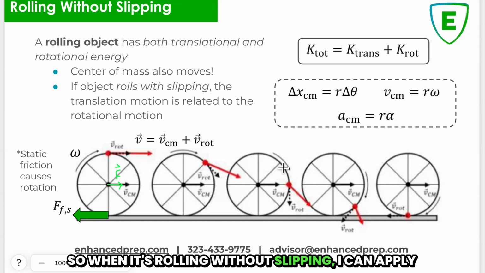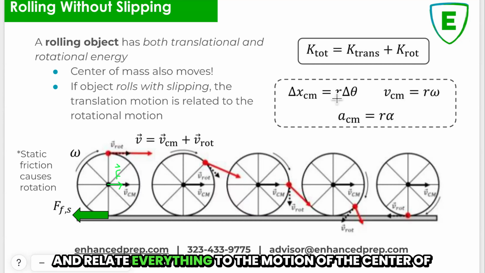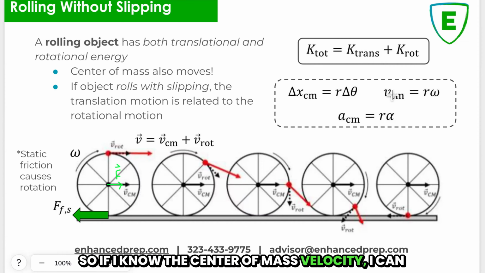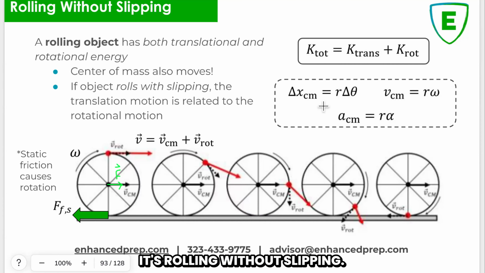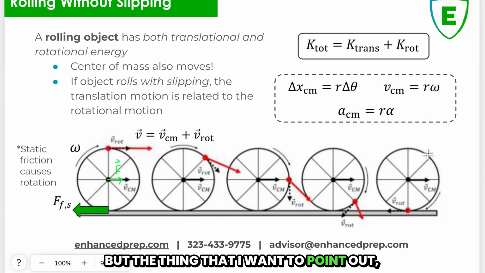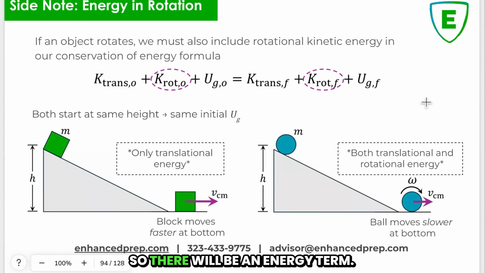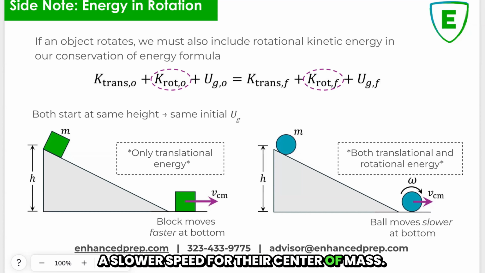So when it's rolling without slipping, I can apply these same relationships that we did before and relate everything to the motion of the center of mass. Okay. So if I know the center of mass velocity, I can figure out what the angular velocity has to be when it's rolling without slipping. Okay. Same with the acceleration of the center of mass and angular acceleration. But the thing that I want to point out, so we have to incorporate this then into our energy calculations. So there will be an energy term. Note that this can mean that objects that roll have a slower speed for their center of mass.